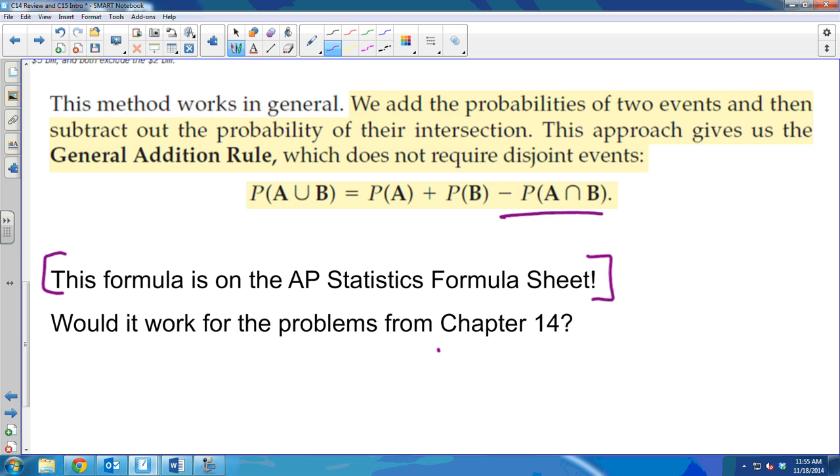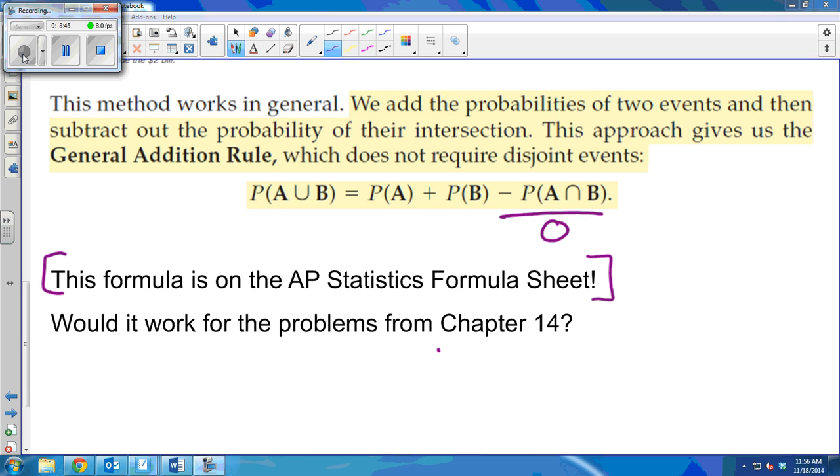In 14, did you have any intersections? No, so it would have been 0, right? But you could have used it. So I'm just saying, on the AP exam, it's going to be nice to have this, right? Because you know you can use it for chapter 14 and 15 things, right? It works. If you add the 2 events together, you can subtract off the intersection, you should be okay. Anyway.